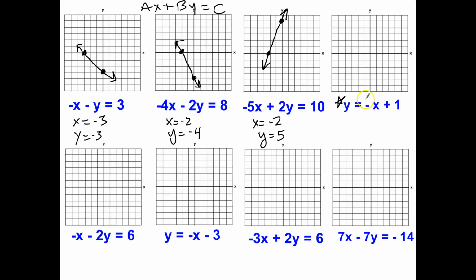Here, we cannot use the shortcut because it's not in standard form, people. So here, I know that my y-intercept, this is slope-intercept form, this is my y-intercept. So my y-intercept is 1. So my x-intercept, if I let this be 0, and I subtract 1, I get negative x is equal to negative 1, divide by negative 1, and I get x is equal to 1. So y is 1, x is 1.